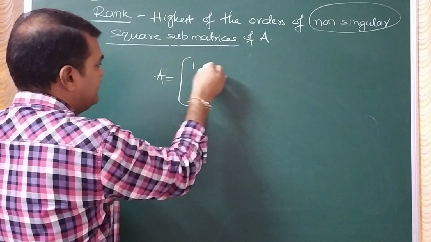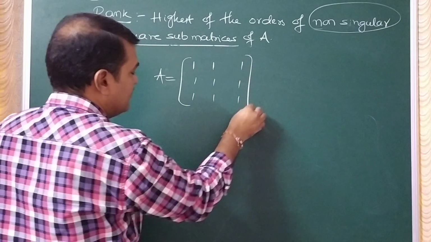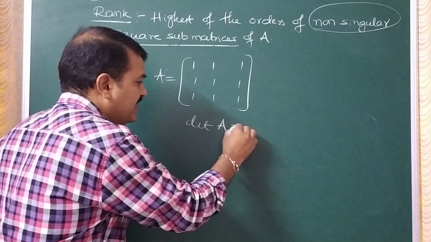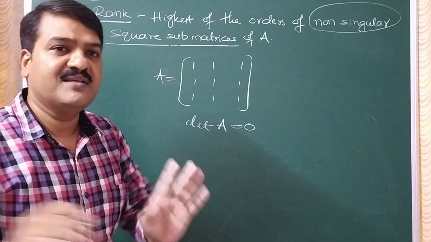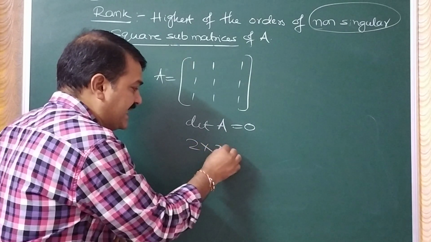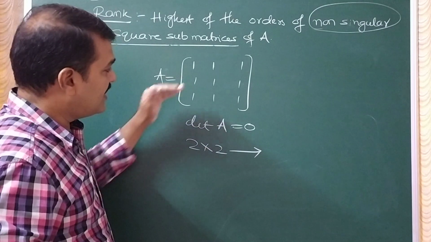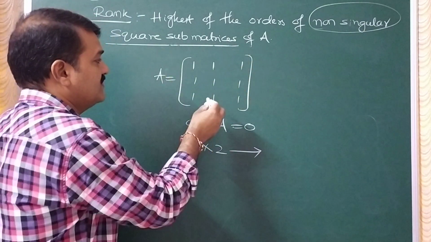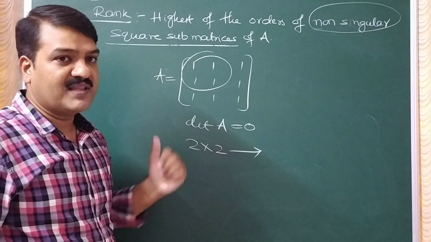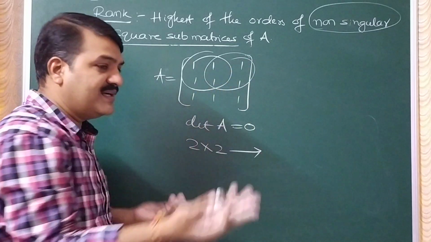If you are given a matrix like this, what is its rank? Clearly, determinant of A is equal to 0, so rank is not going to be 3. Next you have to take 2 by 2 submatrices. A 2 by 2 submatrix means removing one row and one column. If I remove this row and this column, I will get this. Determinant is 0 for that. If you remove this row and this column, you will get this. Even for that, determinant is 0.